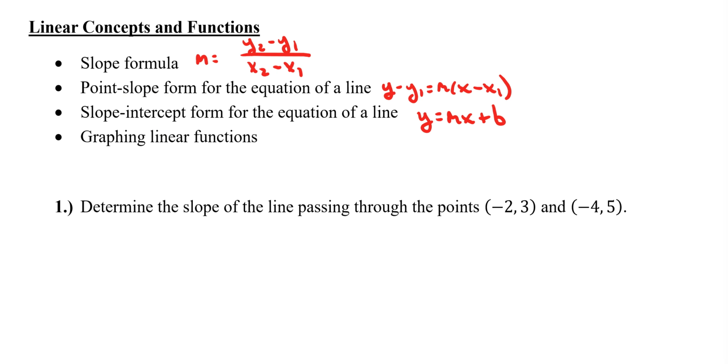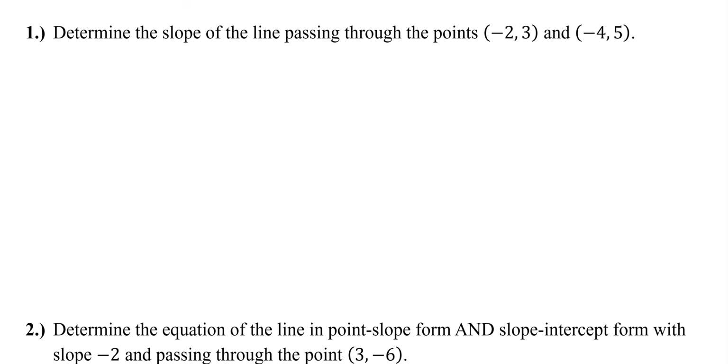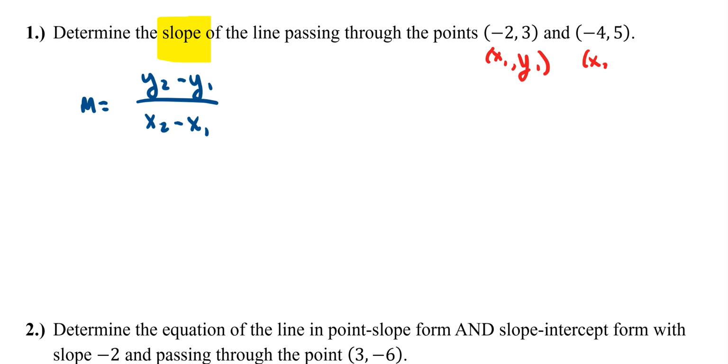All right, so let's take a look at the first one here. Determine the slope of the line passing through these points. So right away, slope m is y2 minus y1 over x2 minus x1. And you can just label the first point x1, y1, the second point x2, y2. You could flip that. You can label the first one x2, y2 if you really wanted to, and you're going to end up getting the same answer.